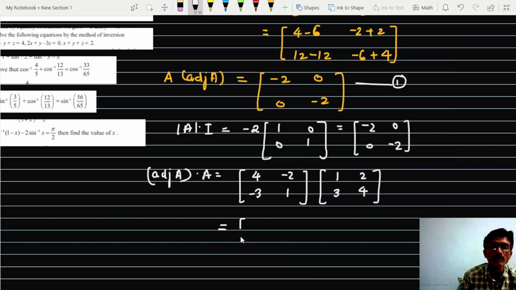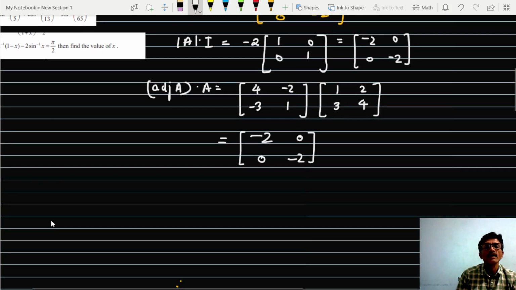We have to do this multiplication. 4 into 1 and minus 2 into 3, so it is minus 2. Then 4 into 2 is 8, and minus 2 into 4 is again 8, so it will be 0. Minus 3 into 1 plus 1 into 3 is 0. Minus 3 into 2 is minus 6 and 8 plus... again it is minus 2. So you can observe what you are getting.